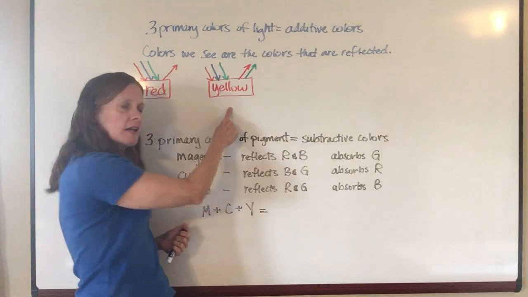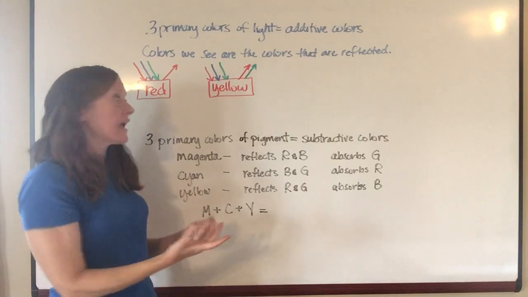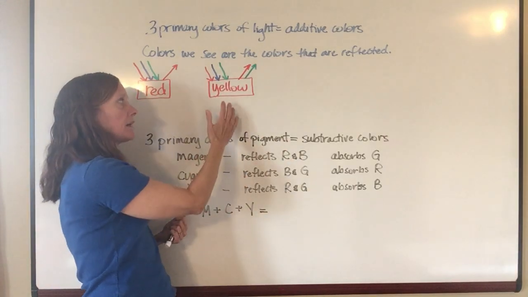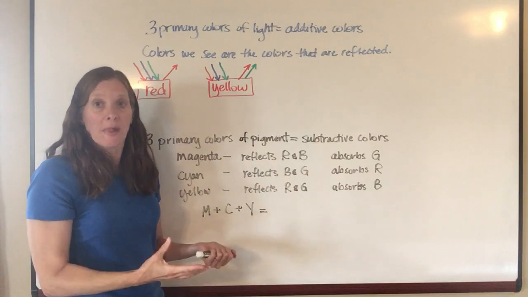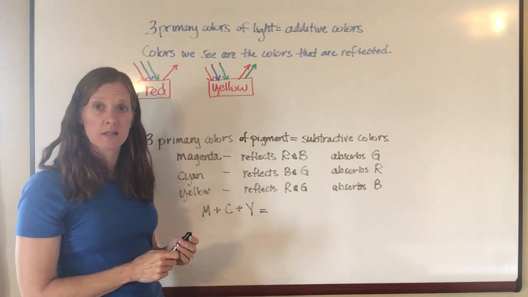How about if you shine a blue light on a yellow object? It can't reflect any blue light, can it? So therefore, if you shine a blue light on a yellow object, it will look black because this object isn't capable of reflecting any blue light.